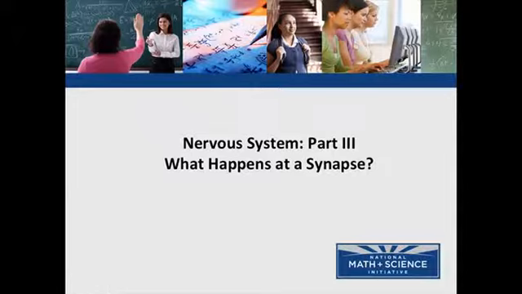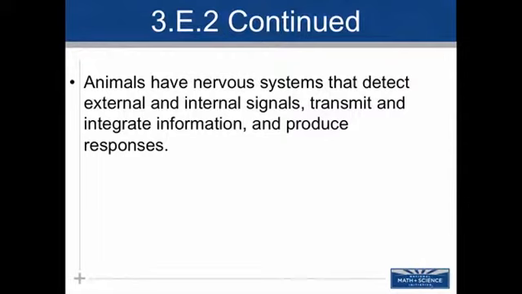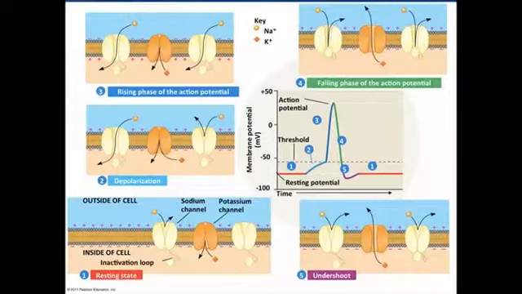Welcome to the Nervous System Part 3. Today we're going to look at what happens at a synapse, which is the gap between two neurons. As we begin, let's consider our essential knowledge statement, which says that animals have nervous systems that detect external and internal signals, transmit and integrate information, as well as produce responses.